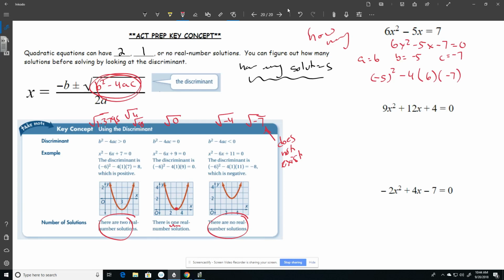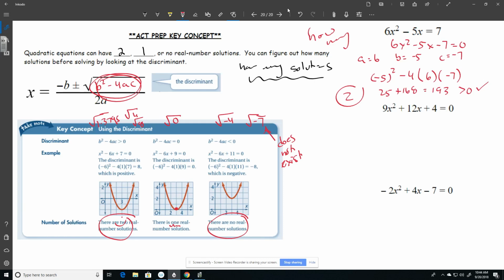Negative 5 squared is 25. Negative 4 times 6 times negative 7 is 168, a positive 168. So when I add those together, I get 193. 193 is greater than 0. So that means there are two solutions. So there's two solutions on the first group.